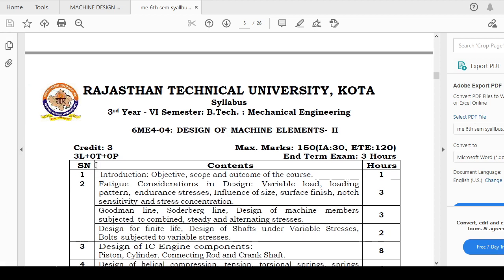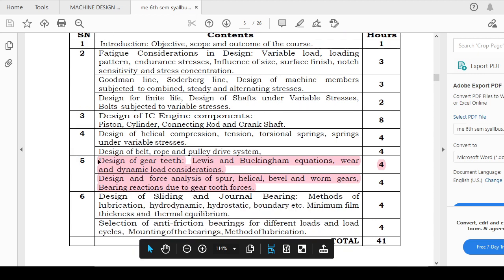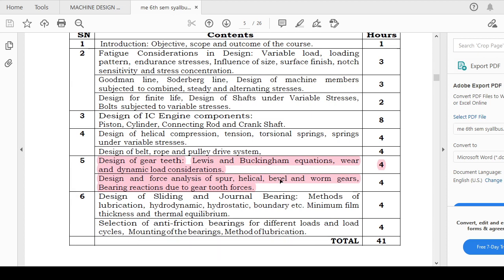So we are studying this third year, sixth semester mechanical engineering curriculum of design of machine element, in which we are studying the topic of gear designing in unit 5. We have already covered the designing of spur gear, helical gear and bevel gear in the previous sessions. So today we are going to start discussing a few basics and terminologies related to worm gears.